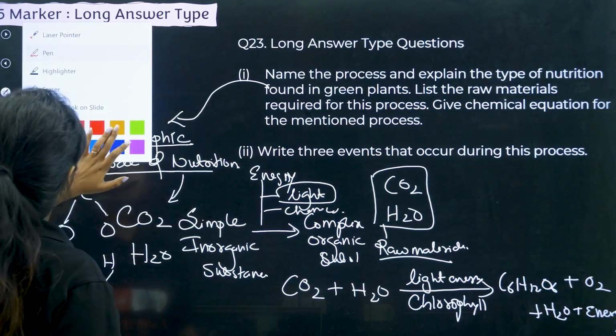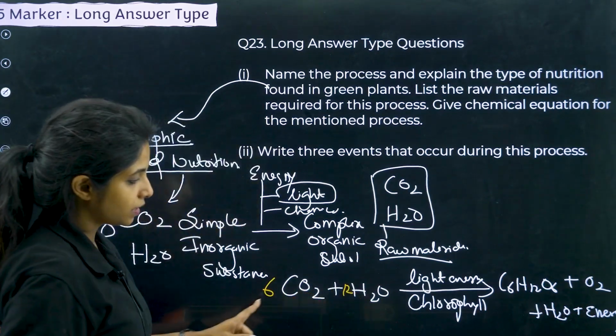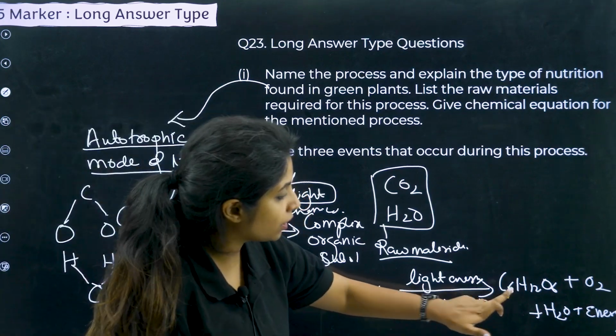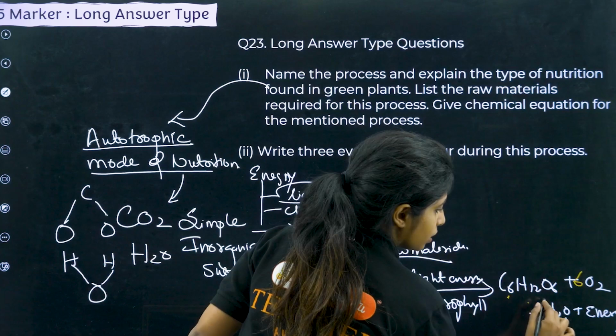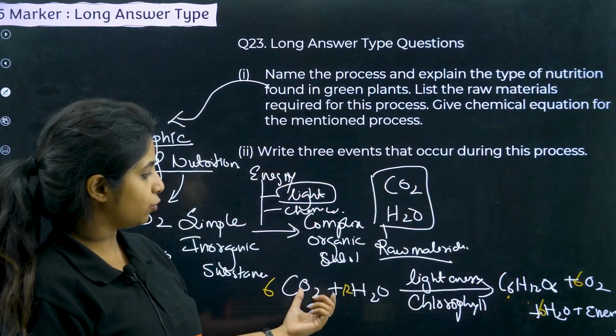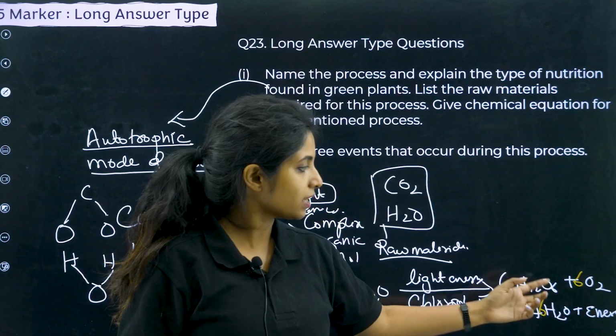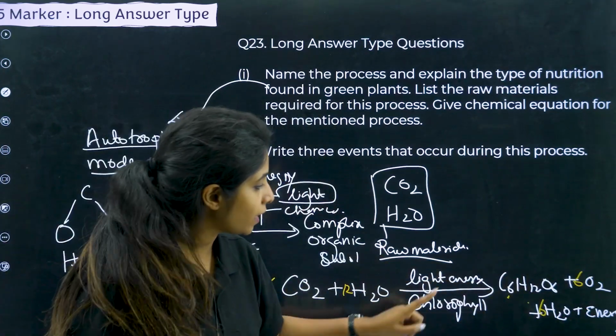For the balanced equation, I always tell you to remember like this: put a 6 over here, put a 12 over here. 6 and 12 is done. Over here, you already have 6. Here you have to make it 12. So give a 6 over here, give a 6 over here. You got 12 also. Okay, so 6 CO2 plus 12 H2O gives C6H12O6 plus 6 O2 plus 6 H2O plus energy, in the presence of light energy and chlorophyll.